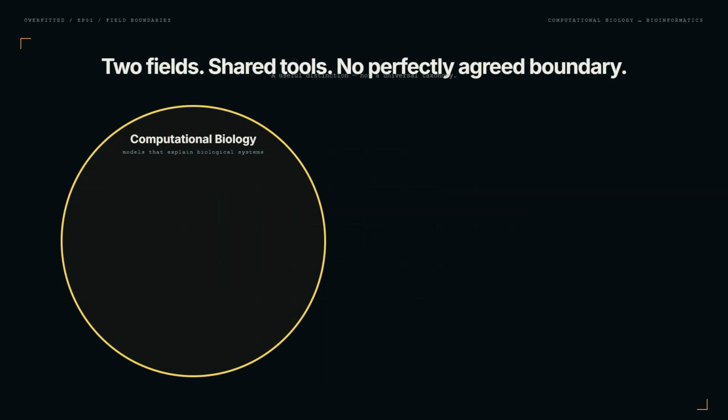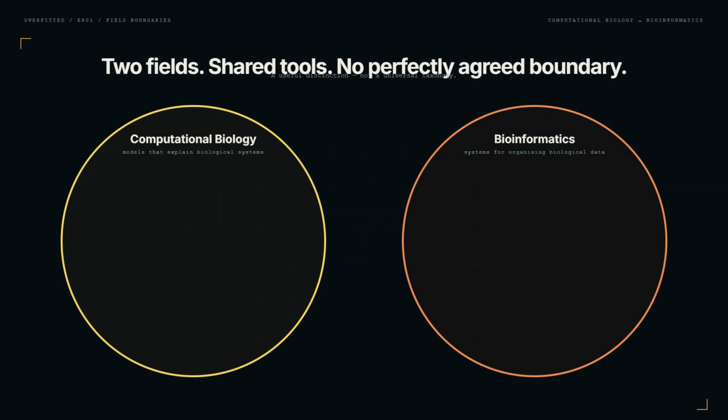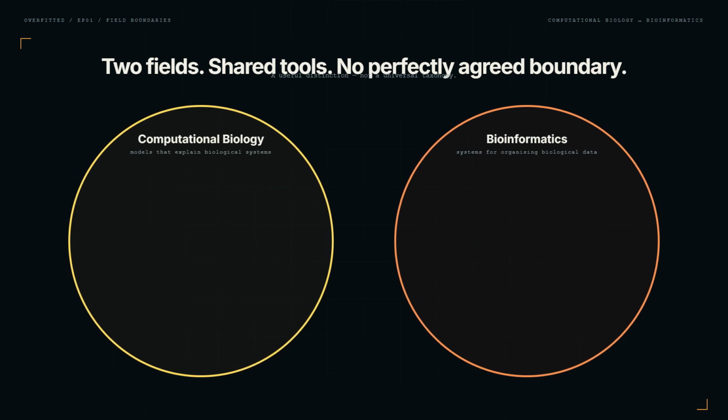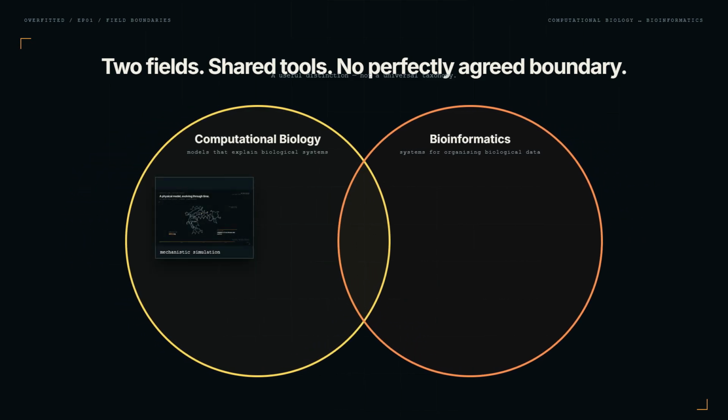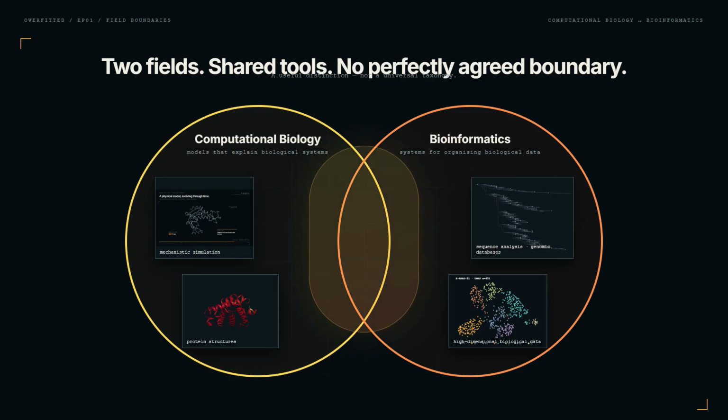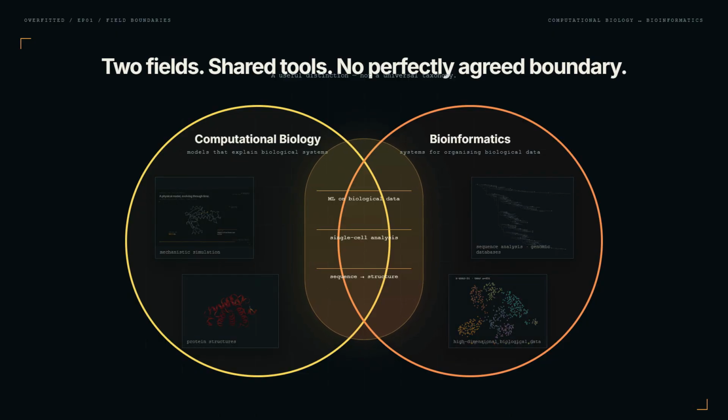There is one complication. A lot of what I have just called computational biology is also routinely called bioinformatics. Sequence analysis, bioinformatics, genomic databases, definitely bioinformatics. Protein structures, often bioinformatics. Machine learning on biological data, depending on the context, people might call it bioinformatics, computational biology, both, or something more specific. And there is no perfectly clean boundary that everyone agrees on. The terms overlap and different communities use them differently.